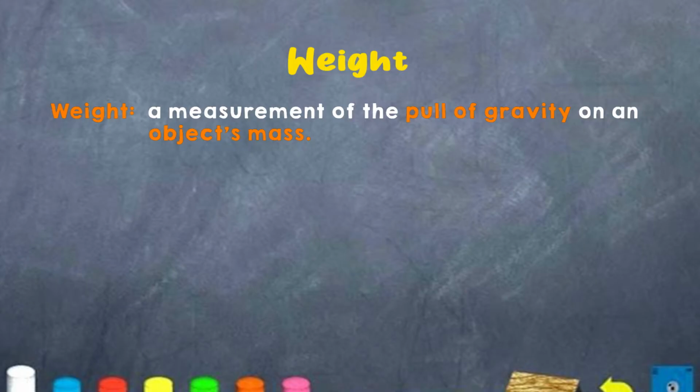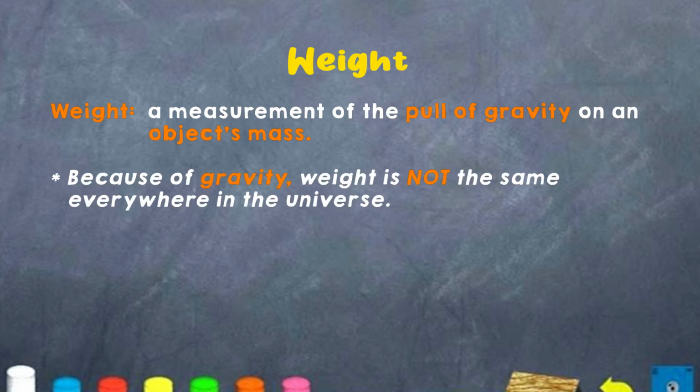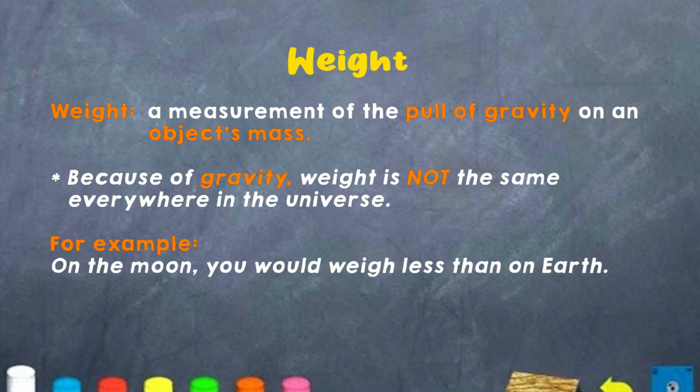Let us talk a little bit about weight. What is weight? Weight is a measurement of the pull of gravity on an object's mass. Because of gravity, weight is not the same everywhere in the universe. On the moon, you would weigh less than on Earth.